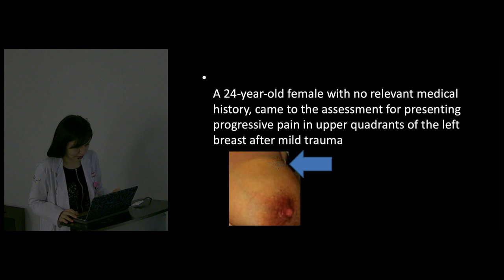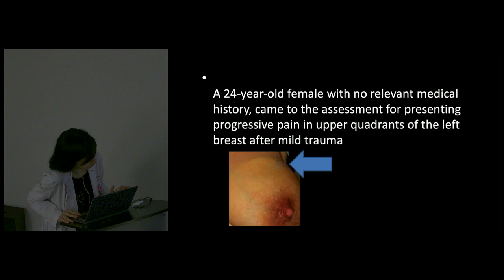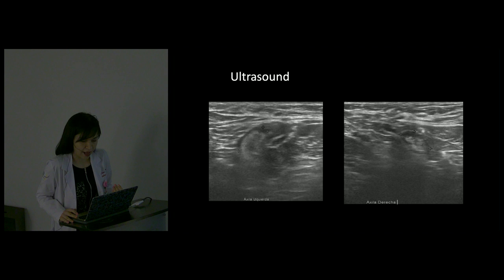A 24-year-old female with no relevant medical history came to the assessment presenting progressive pain in the upper quadrants of the left breast after mild trauma. An ultrasound was made at the axillary regions. We found lymph nodes with normal morphology and hilum preserved.